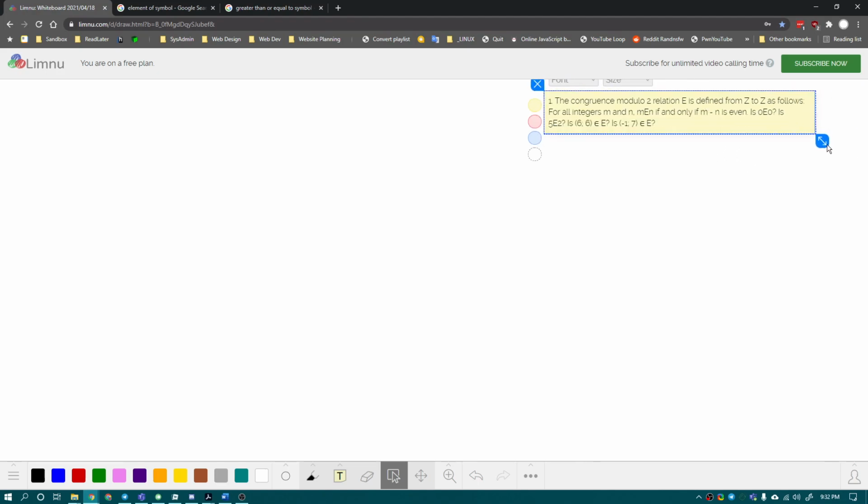Okay. This is problem number 1. The congruence modulo 2 relation E is defined from the integers to the integers as follows. For all integers m and n, m is related to n through E if and only if m minus n is even.